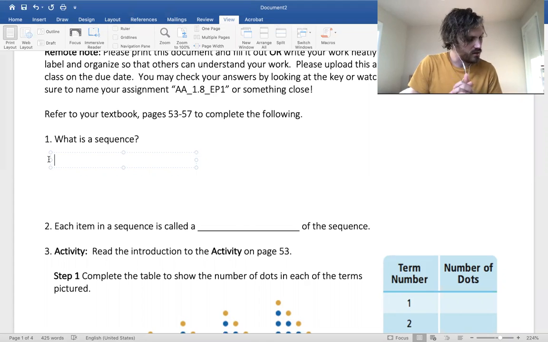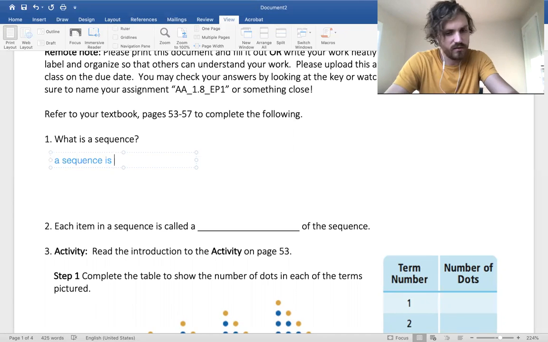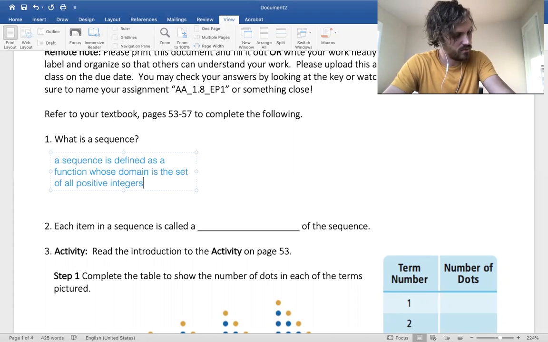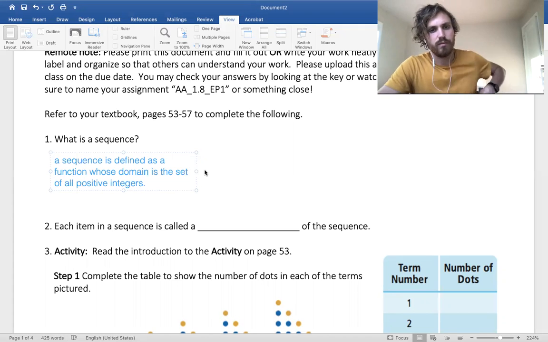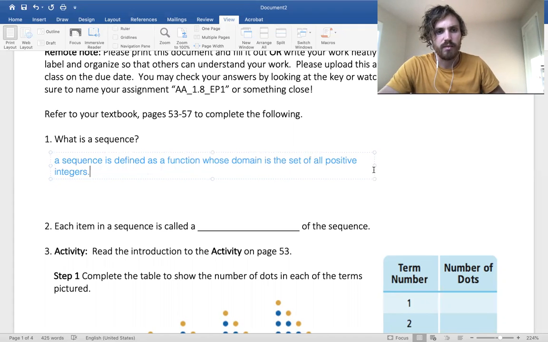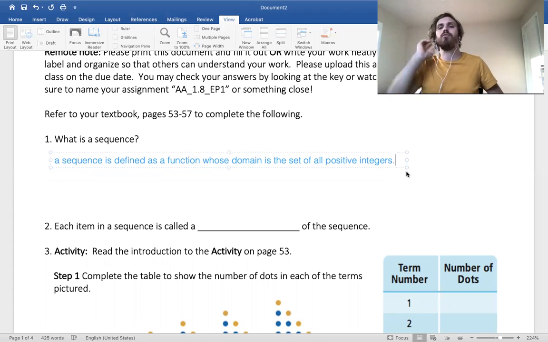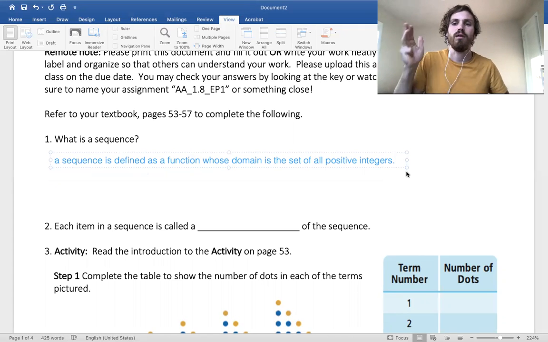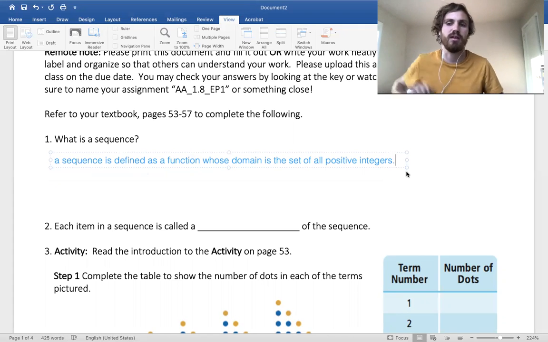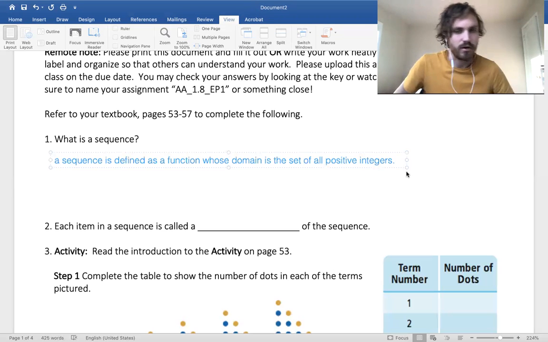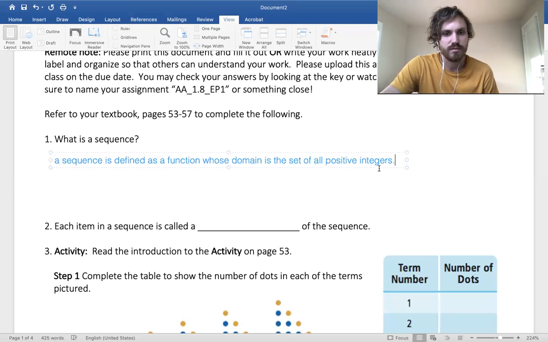And then if we look in the first paragraph, it says specifically a sequence is defined as a function whose domain is the set of all positive integers. Okay, so basically what that means is that what you plug into a function, into a sequence rather, can only be 1, 2, 3, 4, 5, 6, etc. So basically the numbers that you count with, those are the domain of a sequence.